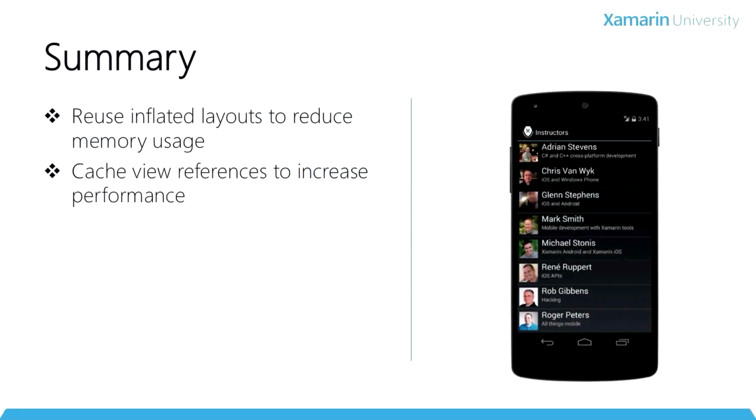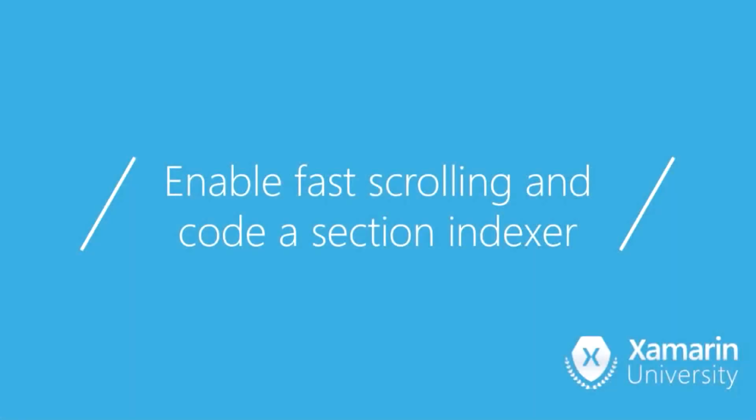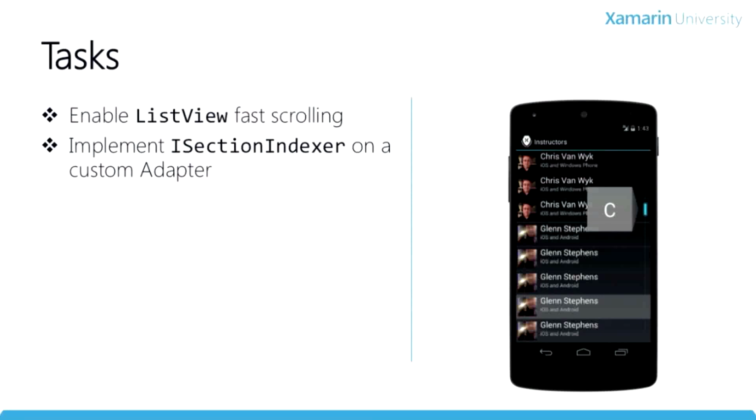So just to recap on that exercise, first we reused inflated layouts to reduce our memory usage, and then we looked at caching view references to increase performance. Now let's move on to our last section, which is enabling fast scrolling and also to code up a section indexer. So ListViews have built-in scrolling, and the default behavior works fine for fairly small lists. But when you have a lot of items, it can get a bit tedious. So sliding your finger doesn't scroll very fast. And if you actually fling the list to move more quickly, then it's pretty hard to tell where you are in the data.